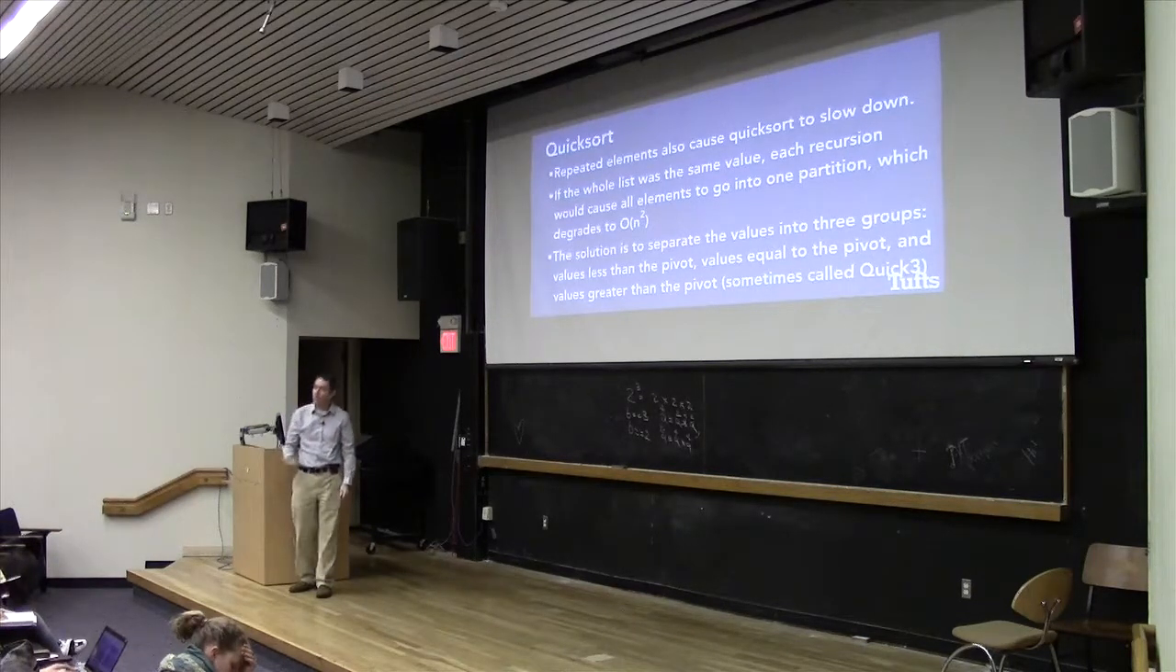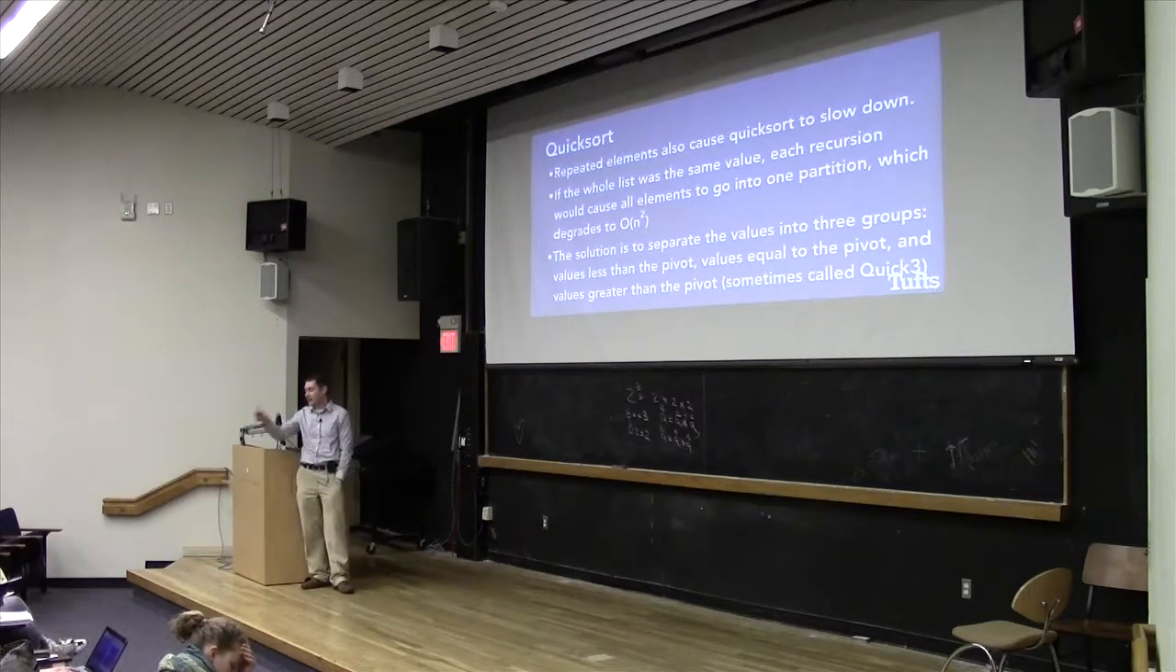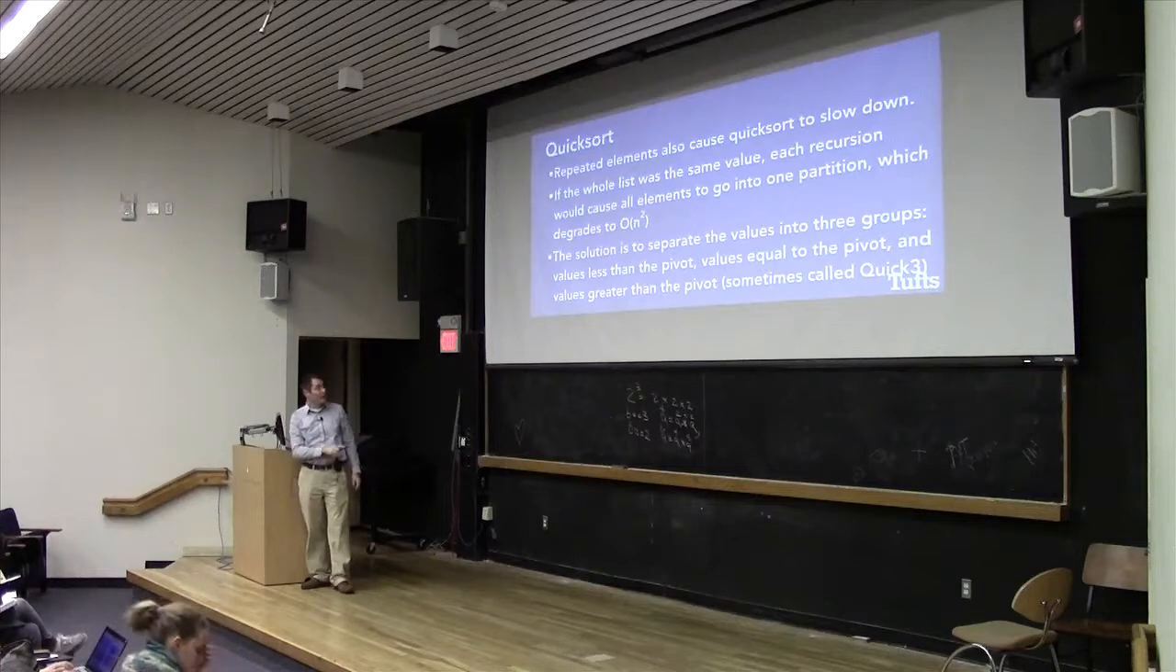What do you do about it? Well, there's a couple different things you can do about it. There's another algorithm that says, fine, you've got a lot of the same values. Let's have a third case. Instead of just a left and a right, we'll have a case of equal to the pivot. And anything that's equal to the pivot goes in that third part of the array. We're going to separate into 3 groups instead of 2.